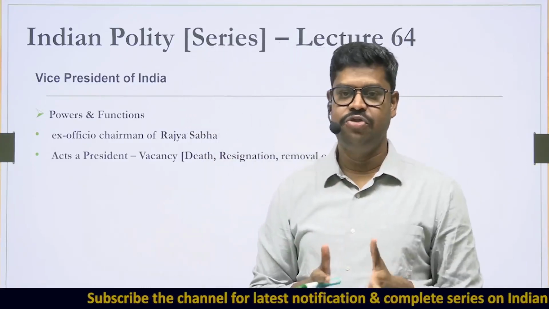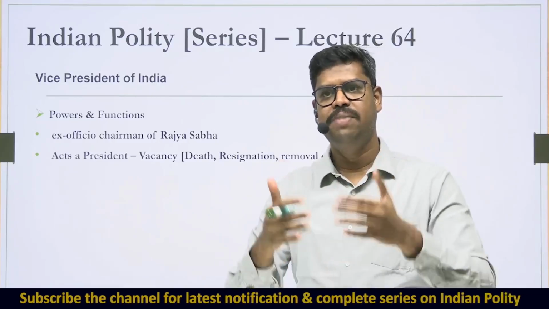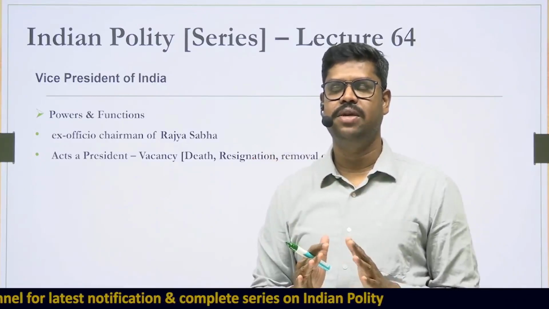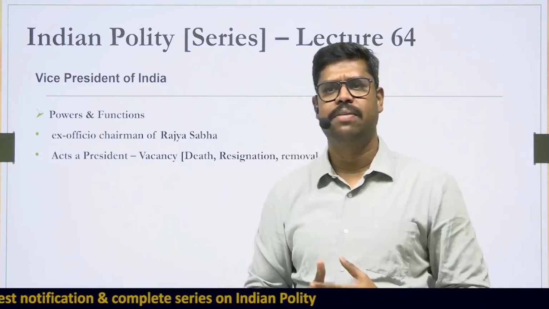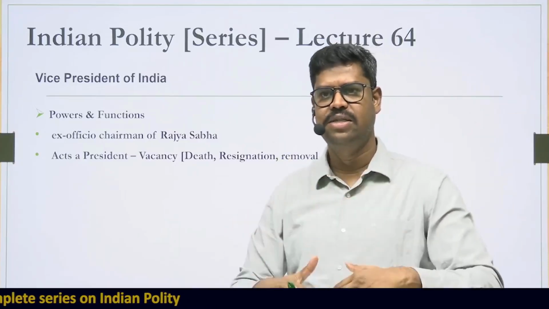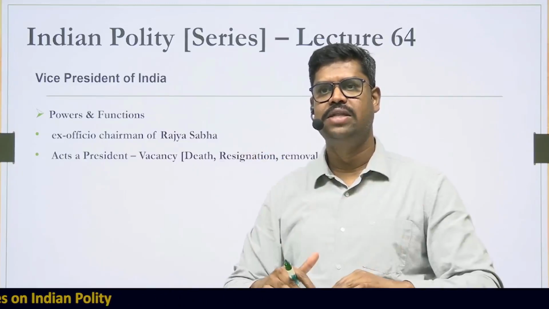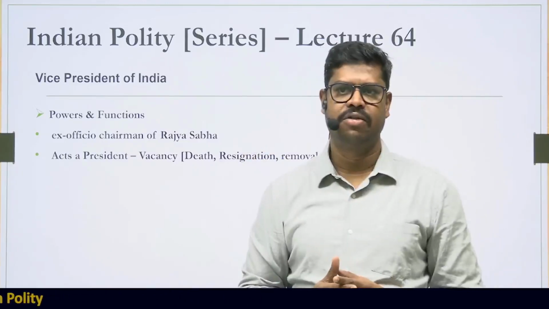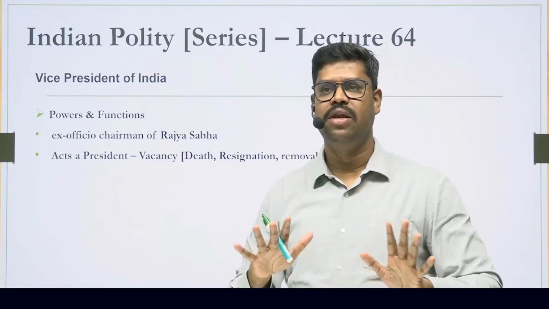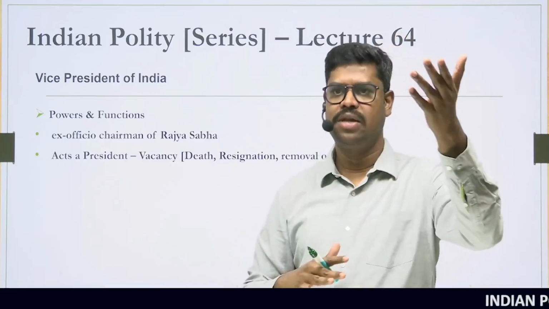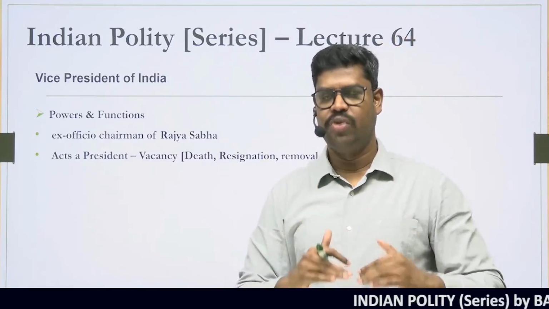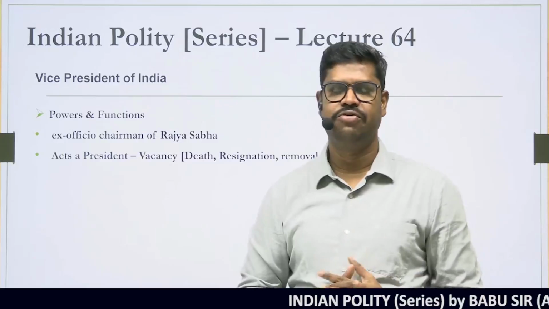What do you mean by ex officio chairman? Ex officio means by virtue of one's office. That means by virtue of getting elected as Vice President, he automatically becomes the chairman of Rajya Sabha. So he is not elected as the chairman of Rajya Sabha. He is elected as Vice President. Anyone who gets elected as vice president automatically becomes the chairman of Rajya Sabha. That is what ex officio chairman means. And if the vice president is not there and there is a vacancy, then the deputy chairman in the Rajya Sabha would act as chairman. But as long as the vice president is there, the vice president is the ex officio chairman of Rajya Sabha.